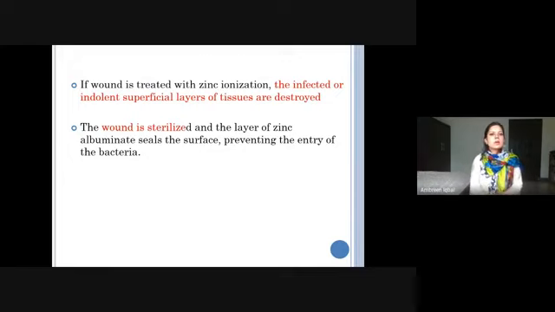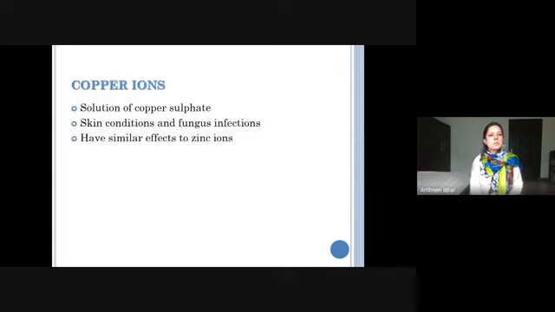Don't worry. The next is copper ion. Solution of copper sulfate is used for this purpose to obtain the copper ion. Skin conditions and fungal infections are treated with these copper ions. They have similar effects to the zinc ions, so they can be used instead of zinc.